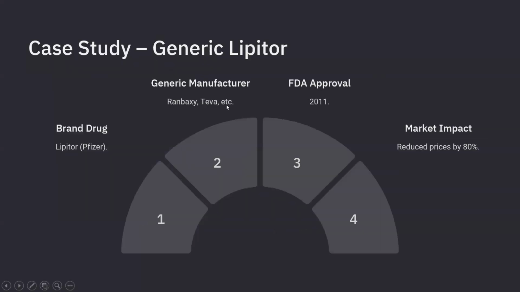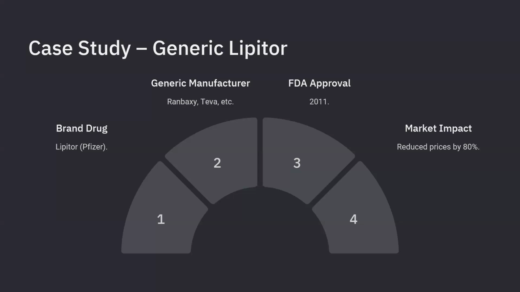Anyway, moving forward to a case study of generic Lipitor. Once we cover this case study, we will also talk about the Hatch-Waxman Act and how it impacts your patent and exclusivities. When we talk about generic Lipitor, the brand name is Lipitor. The generic manufacturers are Ranbaxy and Teva, and the brand manufacturer is Pfizer. FDA approval was granted in 2011, and the market impact caused a reduction in price by 80%.